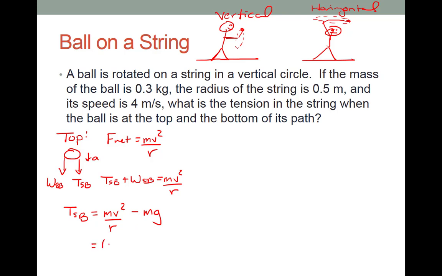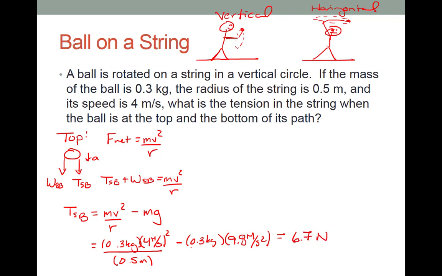Okay, well, plugging in numbers. The mass is 0.3 kilograms. Velocity was 4 meters per second. We got to square that. Divide by the radius, which was 0.5 meters, right? Yes. Subtract off 0.3 kilograms times 9.8 meters per second squared. And you get that the tension at the top is 6.7 newtons.